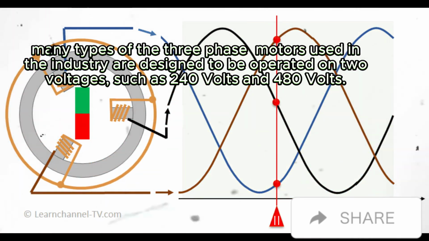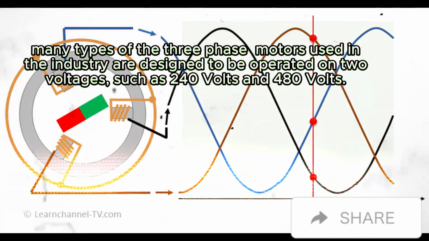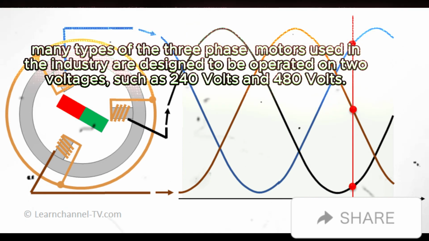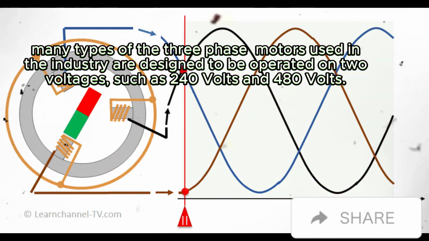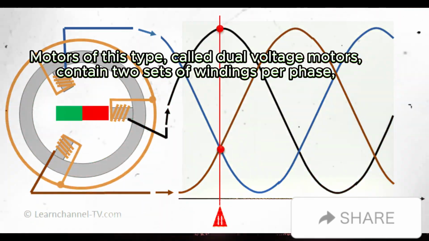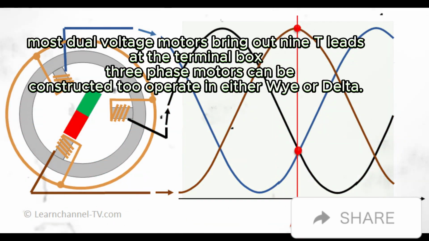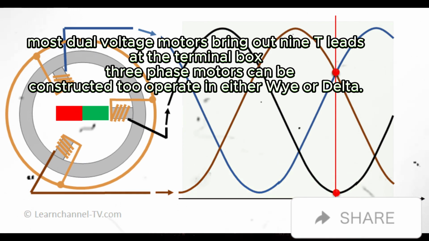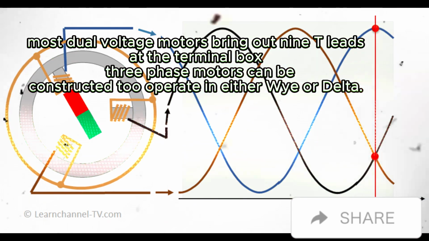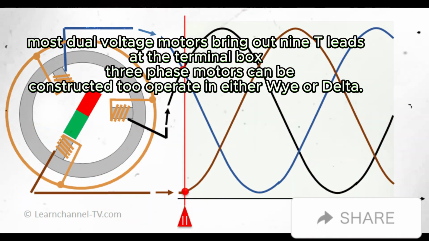Many of the three-phase motors used in industry are designed to be operated on two voltages, such as 240 volts and 480 volts. Motors of this type, called dual voltage motors, contain two sets of windings per phase. Most dual voltage motors bring out 9 T leads at the terminal box. Three-phase motors can be constructed to operate in either Y or delta.